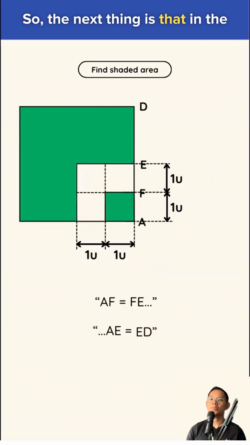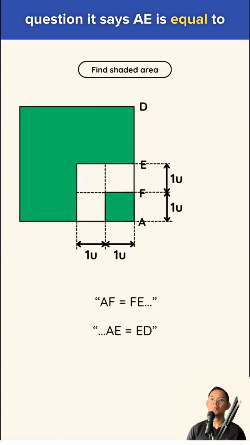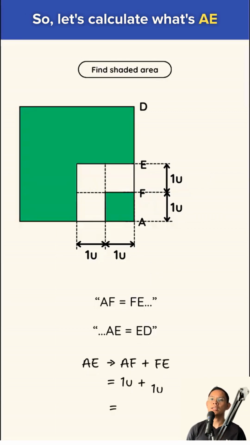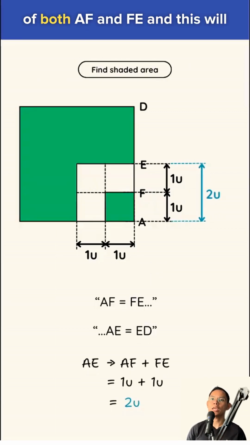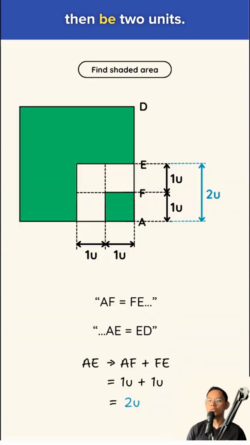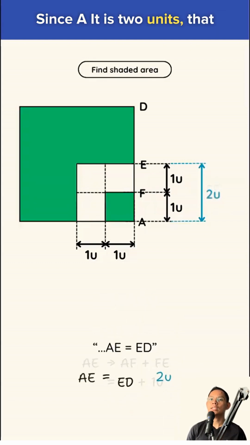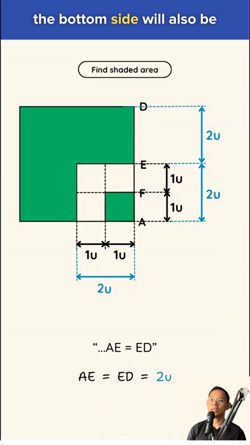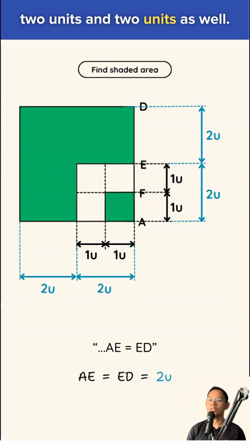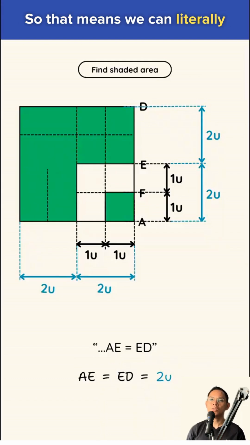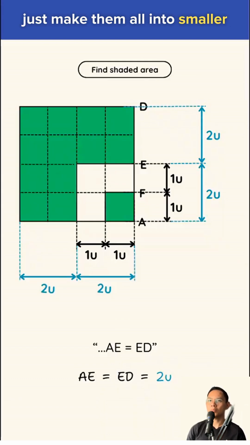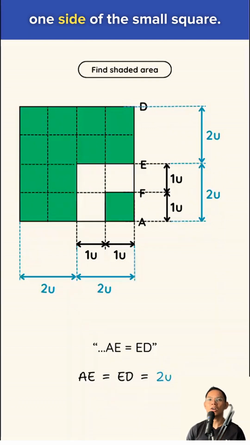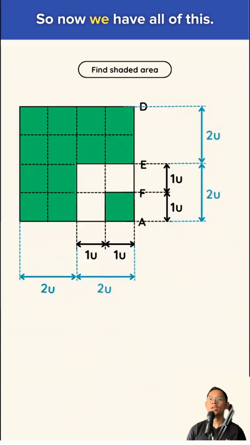Next, the question says AE is equal to ED. Let's calculate AE: AE is just the combination of both AF and FE, and this will be 2 units. Since AE is 2 units, ED will also be 2 units. And since this is a square, all sides are the same. That means the bottom side will also be 2 units and 2 units as well. So we can make them all into smaller squares as what we see over here. Think of 1 unit as one side of the small square. So now we have all of this.